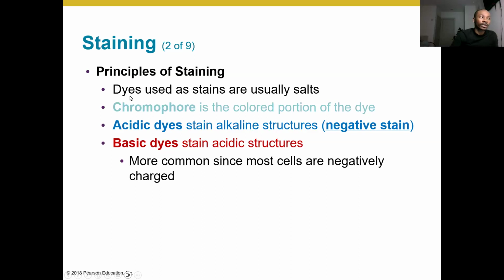So dyes, when we're looking at staining, are used as stains. There's usually going to be a salt. We have the chromophore, which is going to be the colored portion of the dye. Acidic dyes are going to stain alkaline structures. These are going to be like those negative stains. And we have basic dyes, which will stain acidic structures. So again, acidic dyes stain alkaline structures. Basic dyes stain acidic structures. Okay. And these basic dyes are going to be more common since most cells are negatively charged anyway.